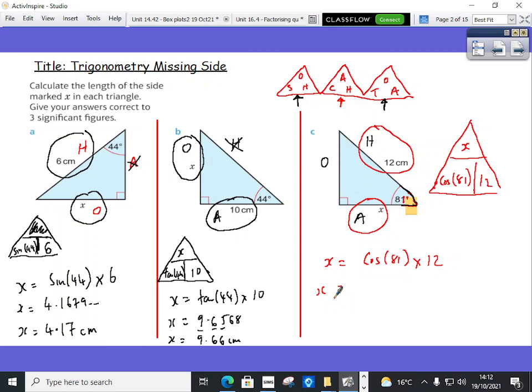That gives me 1.8772, which makes sense because this is really steep, so this is going to be a small angle, so this side is going to be pretty small. If I round that to 3 significant figures, 1, 2, 3, that's 5 or more, so I round it up, so that will be 1.88 centimeters. And that is it. You've got an example of each one of those there. You've got an example of a sine function, a cos function, a tan function coming into action when you're finding the missing side.